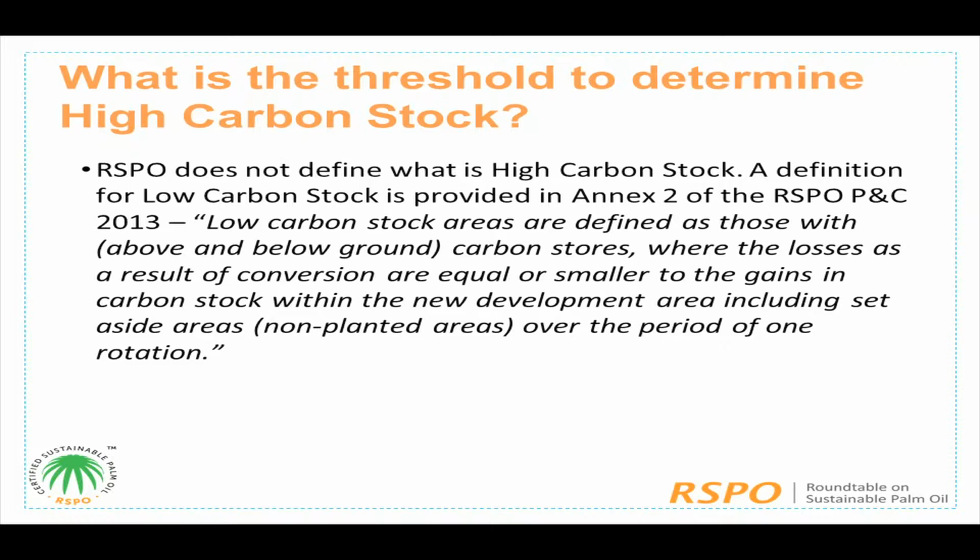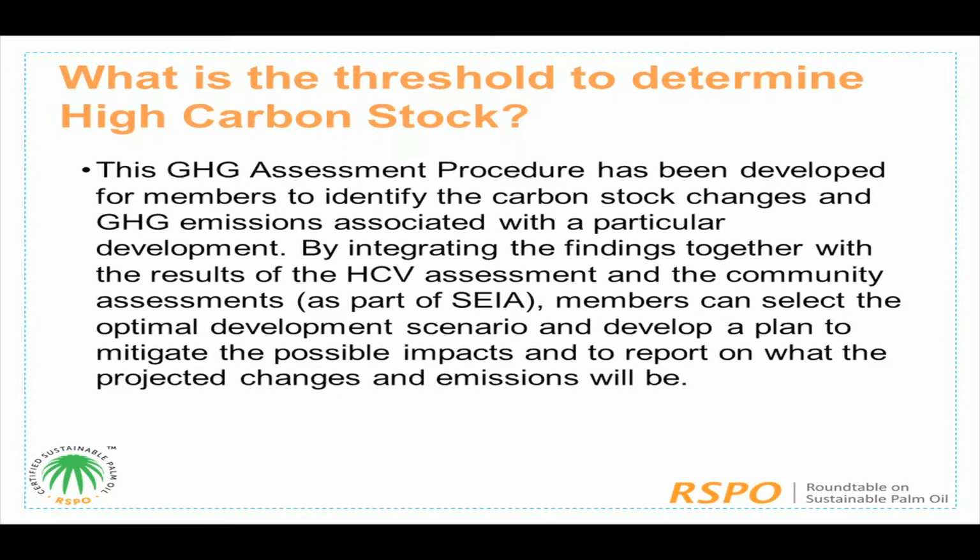Now, one of the issues with 7.8 is: is there a threshold on what is high carbon stock? This question has been raised a few times, and RSPO at the moment does not define what is high carbon stock. We have a definition for low carbon stock, which is in the RSPO P&C 2013 in the annex, but we do not provide a threshold. So what happens when there is no threshold?